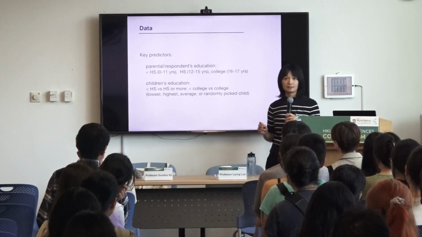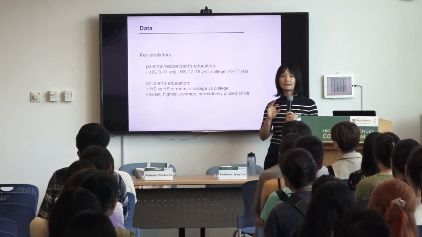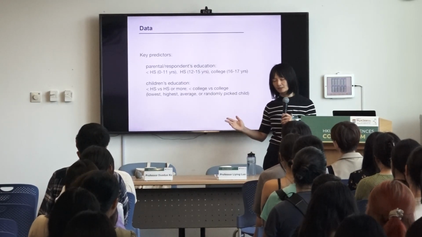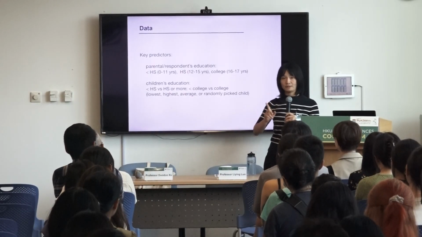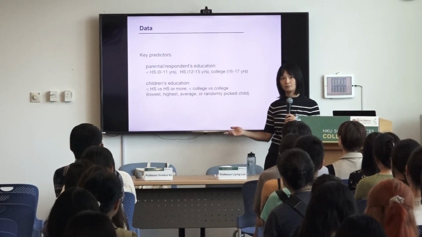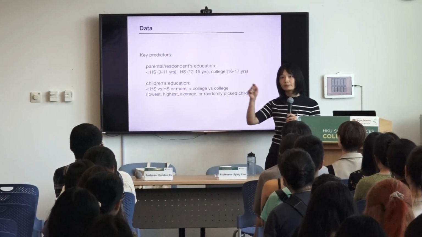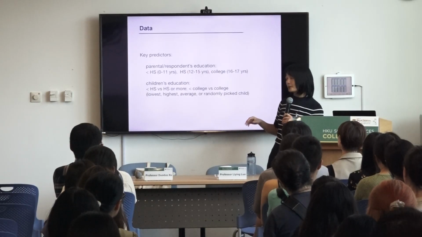We also consider another way, that is we randomly pick. So if an HRS parent reported more than one child, we just randomly pick one of them. So we don't care if it's the least educated or the most educated child, just randomly pick one. So that's the third alternative measure.